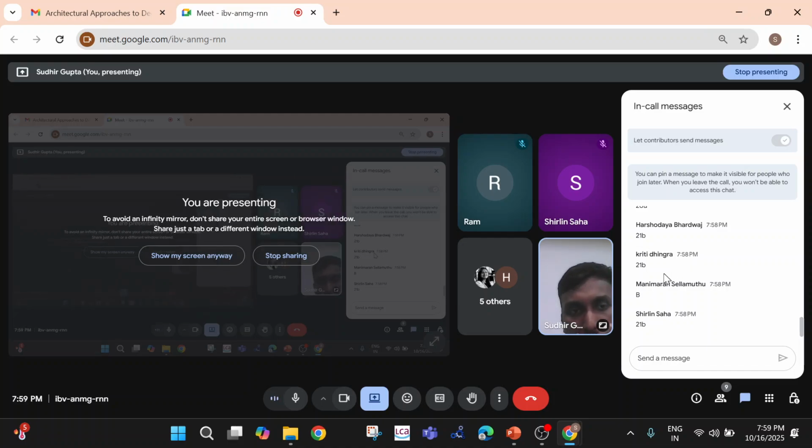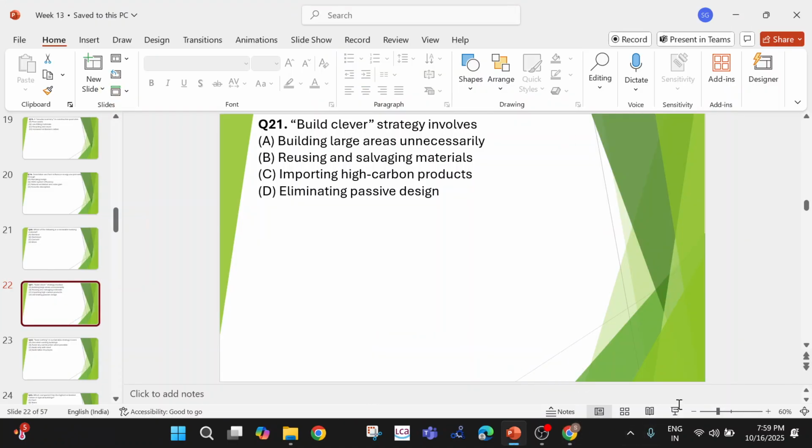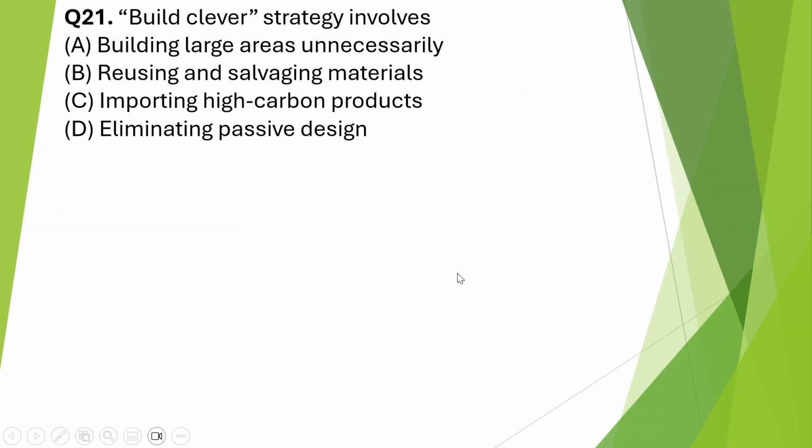Yeah, Harshuday, Kirti, lot of people have voted for this particular question number 21, and all of them have voted for option B. And let me tell you all, guys, option B is the correct answer. That is, reusing and salvaging materials comes under build clever strategy, because with the help of this the production of new material can be minimized, and it can be recycled. And other options like build large areas, these are not good strategy of building constructions or high carbon products. These all are absolutely incorrect.